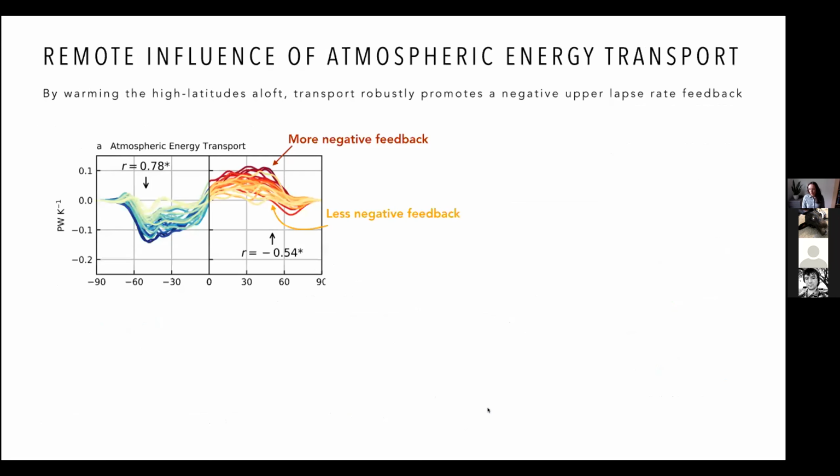So what about the upper lapse rate feedback and the remote influence of atmospheric energy transport? This figure shows the change in energy transport with models color-coded by the magnitude of the high latitude upper lapse rate feedback. So we find a larger increase in poleward energy transport for a more negative upper lapse rate feedback, whereas for little to no increase in transport, the upper lapse rate feedback is less negative. And this relationship is consistent with that explanation that transport, by preferentially warming the high latitudes aloft, reduces the lapse rate feedback.